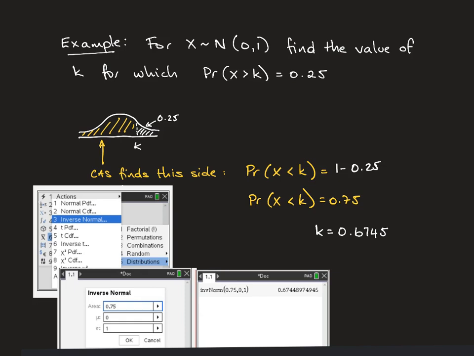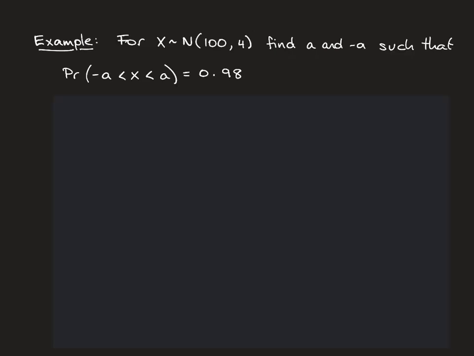Okay, let's have a look at a question that has two values that we need to work with. So for a random variable x which is distributed normally with a mean of 100 and a variance of 4, find a and negative a such that when x is between those two, we get a probability or an area of 0.98. So again, first thing to do, sketch a little graph. So we have a and negative a, and in between those two is 0.98.